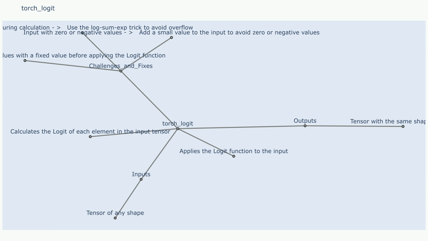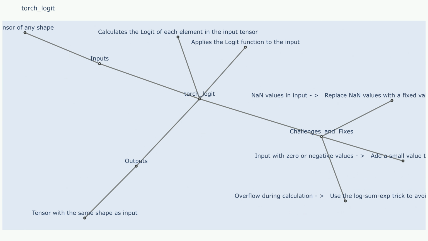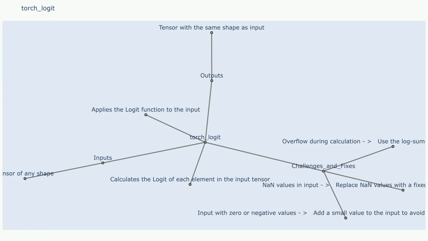This parameter helps prevent numerical instability when the input values are very close to 0 or 1. The default value is 1e-6. Outputs. Output 1: output tensor, a tensor containing the logit values corresponding to the input. The output tensor has the same shape as the input tensor.